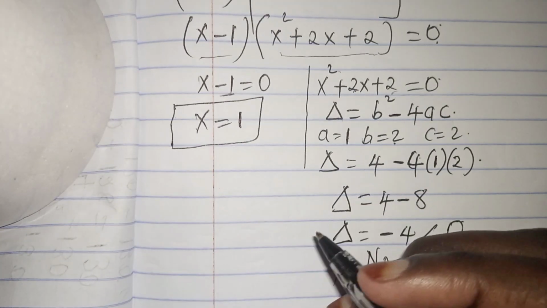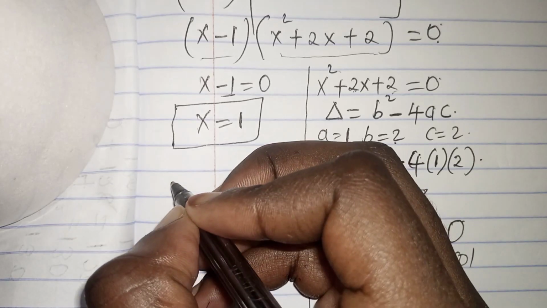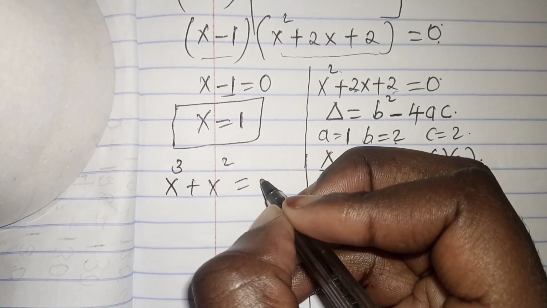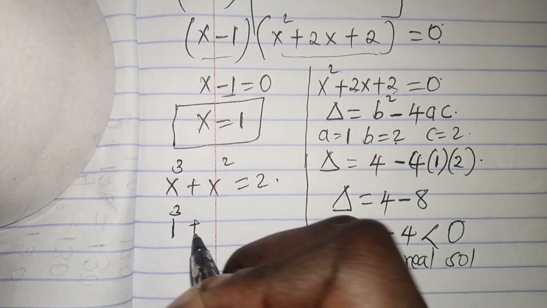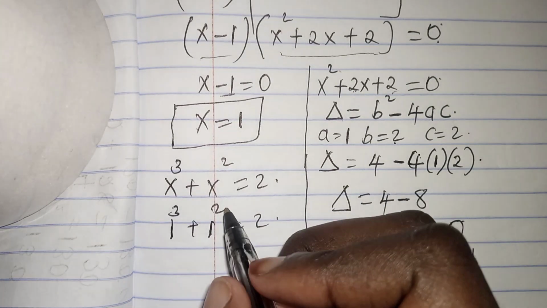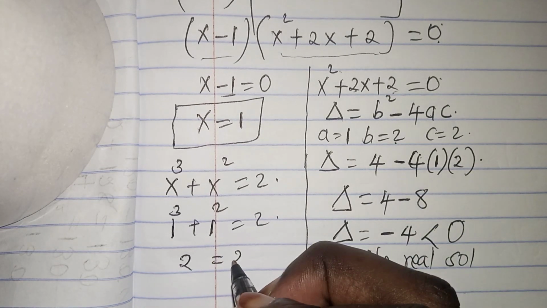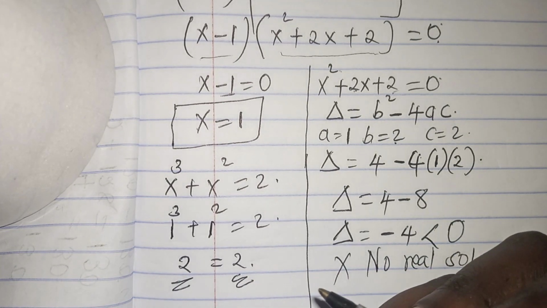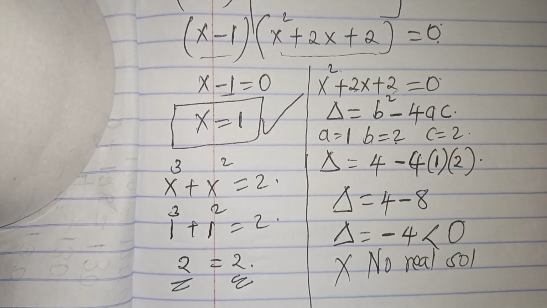So let us check to confirm whether it satisfies our equation. So our initial equation was x cubed plus x squared is equal to 2. So 1 cubed plus 1 squared is equal to 2. 1 cubed is 1. 1 squared is 1. So this 1 plus 1 is 2, is equal to 2. Our left hand side is equal to our right hand side. So this means that x is equal to 1 is our real value of x.